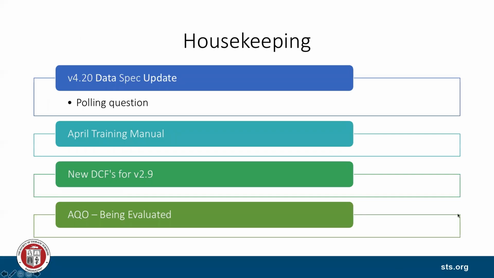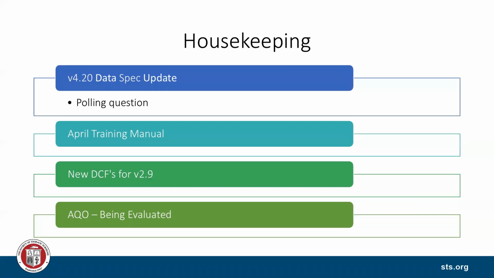So some housekeeping. We have the data spec upgrade underway. The vendors are all working very hard on getting their data specs updated and working towards certification. I do have a polling question. We know that version go lives in the middle of a year is obviously not ideal, but because of our transition to IQVIA, we've had to finagle timing around. So we are planning to go live with the version 4.20 update on July 1st.